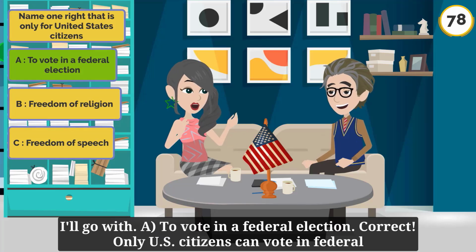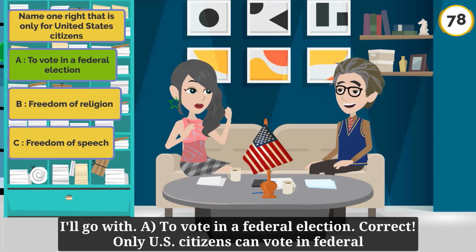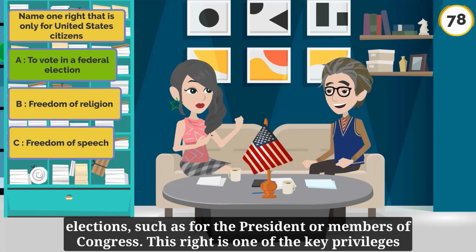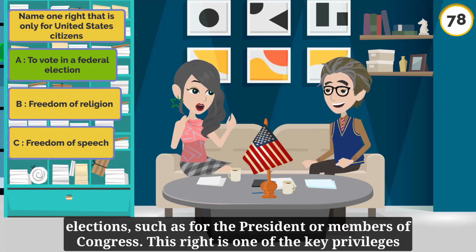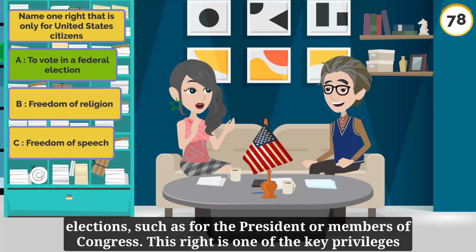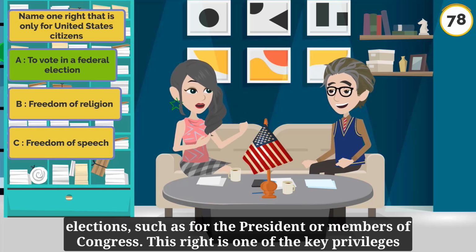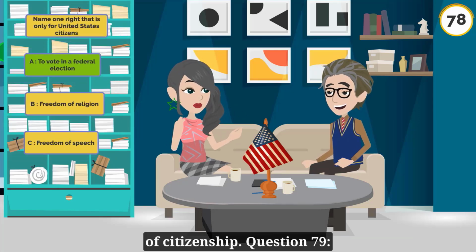Correct. Only U.S. citizens can vote in federal elections, such as for the President or members of Congress. This right is one of the key privileges of citizenship.